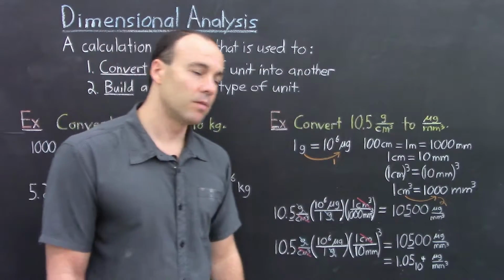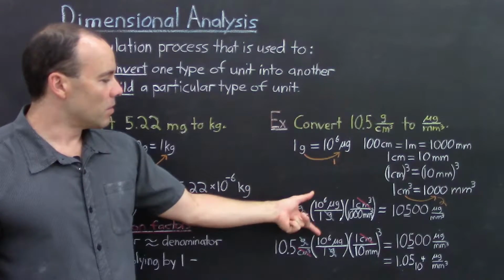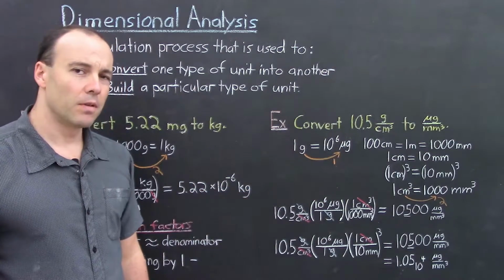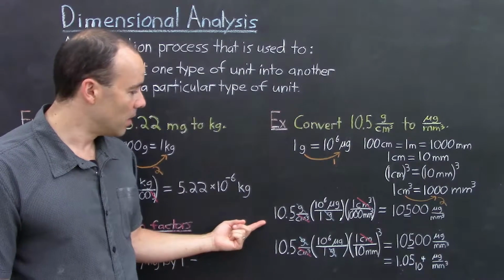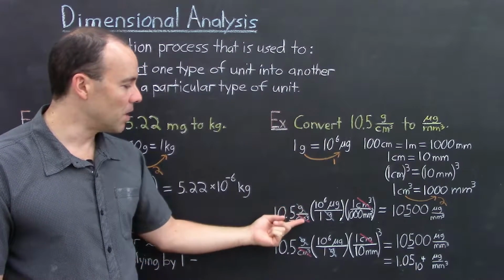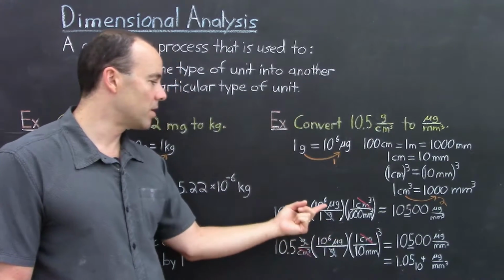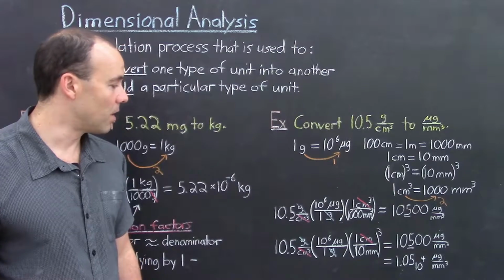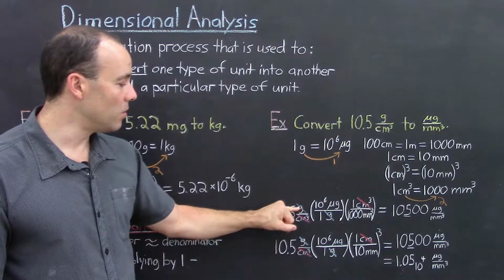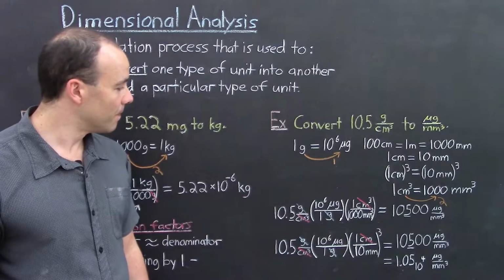So let's see how they go. You use the relation to build the conversion factor. So you convert one unit at a time. Let's convert the numerator unit first. 10.5 grams per centimeter cubed multiplied by this conversion factor, which is 10 to the 6 micrograms per gram. And when you do that, you cancel the gram units, and you're left with microgram up top.